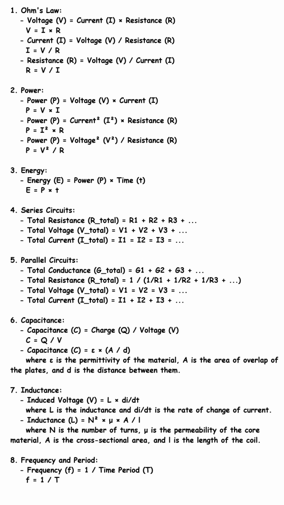Moving forward, we have inductance, which is a property of a coil that opposes the change in current. When the current through a coil changes, it induces a voltage. This is written as V equals L times dI by dt, where L is inductance and dI by dt is the rate of change of current. Inductance can also be calculated as L equals N squared times mu times A divided by l, where N is the number of turns, mu is the permeability of the core material, A is the cross-sectional area, and l is the length of the coil.